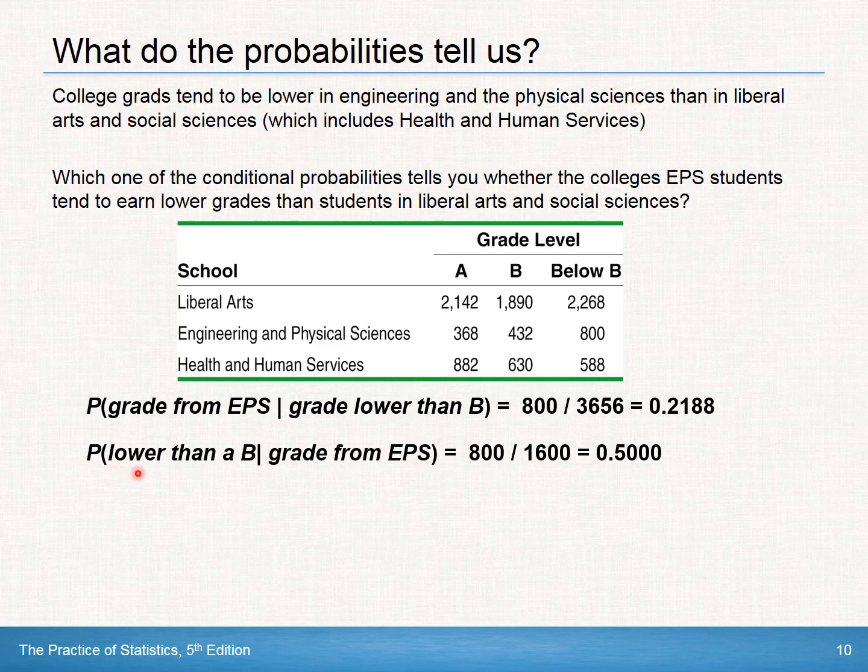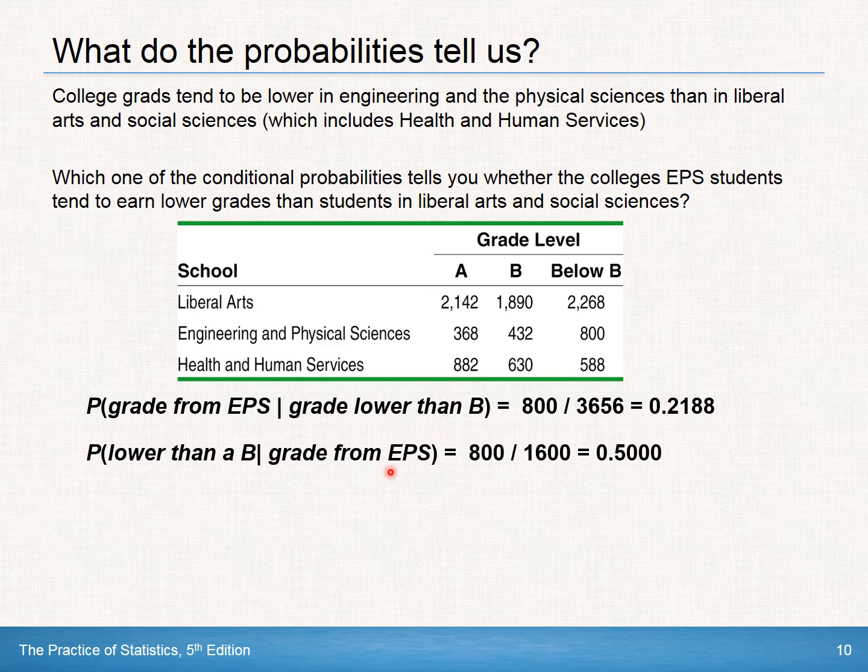Let's then look at the conditional probability. What is the probability that you get lower than a B given that it's a grade from engineering and physical sciences? We're given that it's a grade from engineering and physical sciences, and that total is right here, 1,600. Where's the intersection of lower than a B and engineering and physical science? That's this right here, your 800. So that's 800 over 1,600.